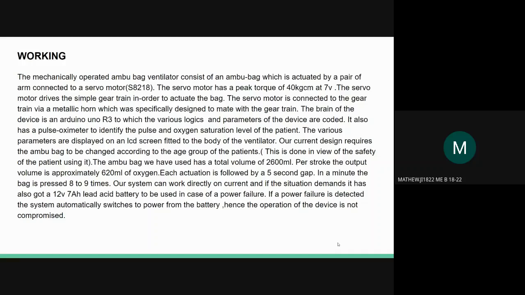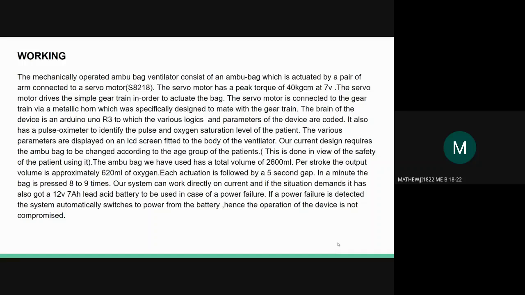Our current design requires the Ambu bag to be changed according to the age group of the patients. This is done in view of the safety of the patient using it. The Ambu bag we have used has a total volume of 2600 ml. Per stroke, the output volume is approximately 620 ml of oxygen. Each actuation is followed by a 5-second gap. In a minute, the bag is therefore pressed 8 to 9 times.